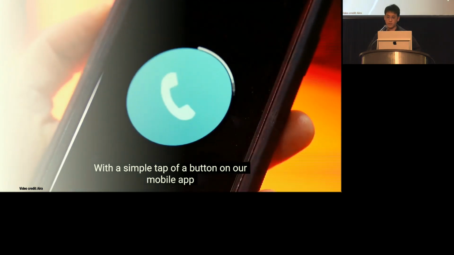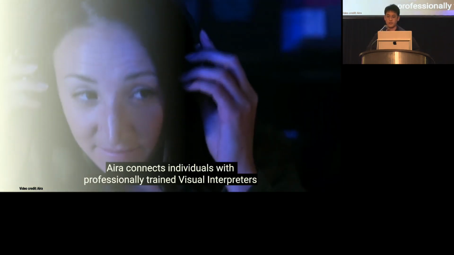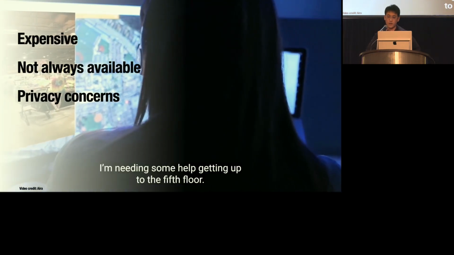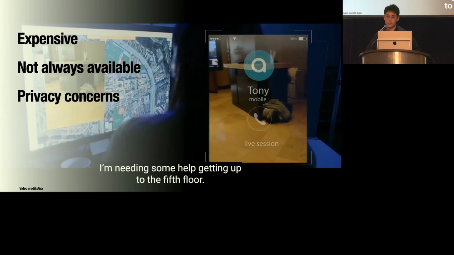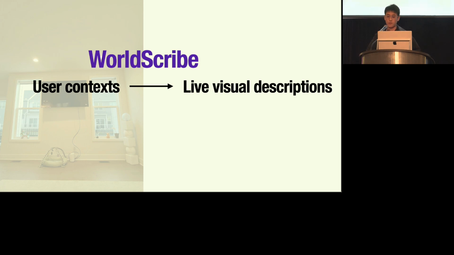To access context-aware live visual descriptions, blind people often rely on sighted assistants like Aira and Be My Eyes. However, human assistants are expensive, not always available, and raise privacy concerns. In this work, we present WorldScribe, a system that generates live visual descriptions based on user context.